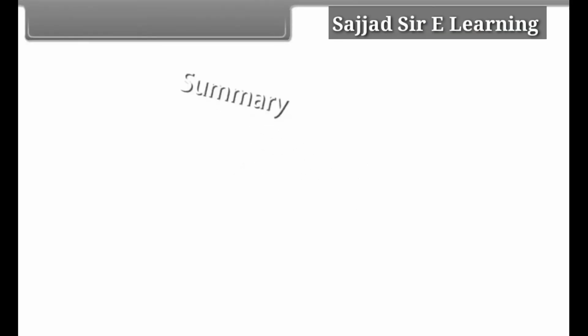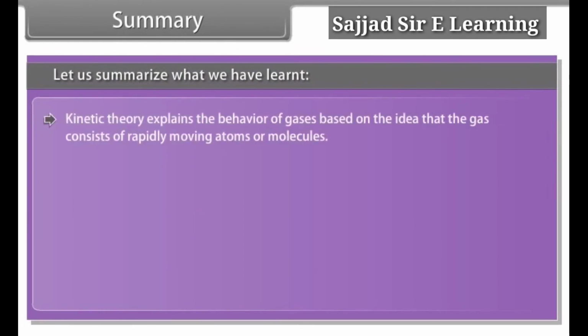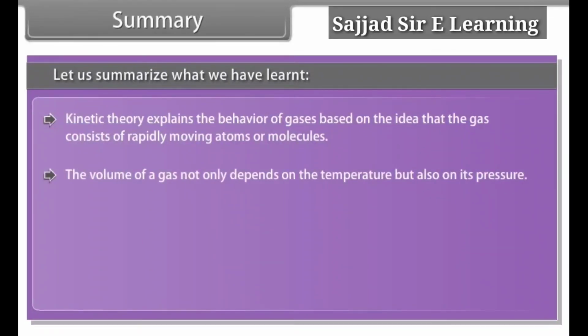Summary. Let us summarize what we have learned. Kinetic theory explains the behavior of gases based on the idea that the gas consists of rapidly moving atoms and molecules. The volume of a gas not only depends on the temperature but also on its pressure.